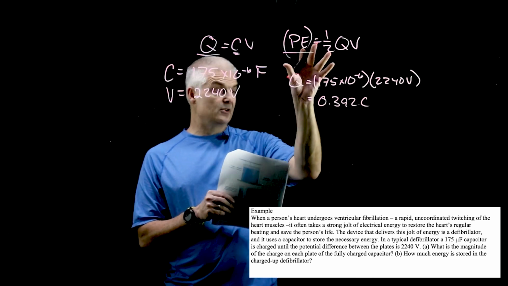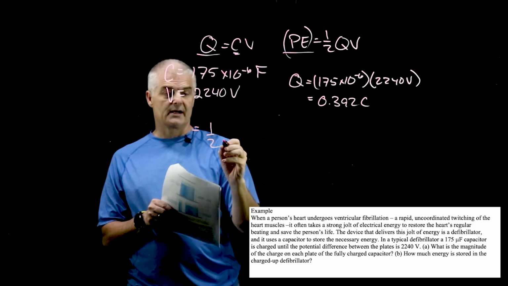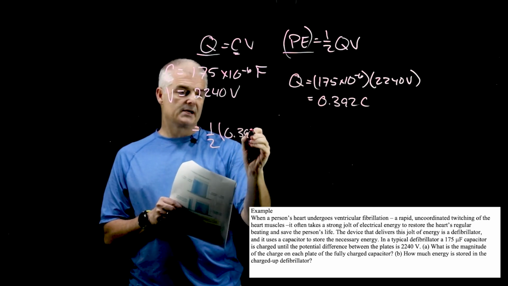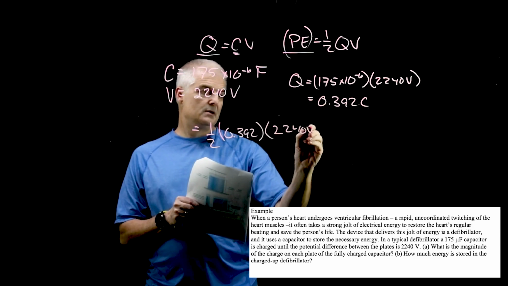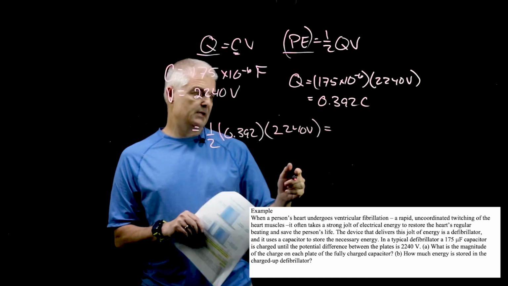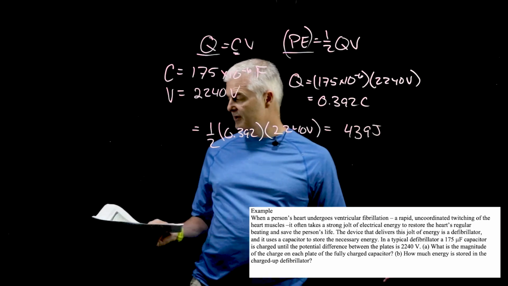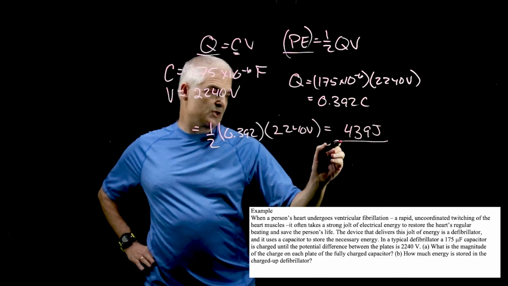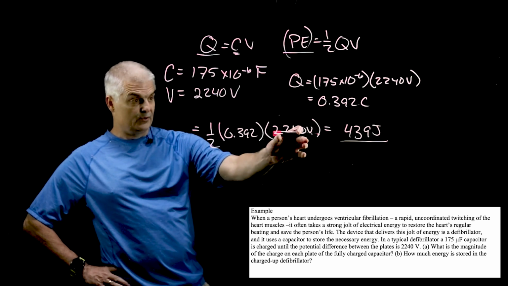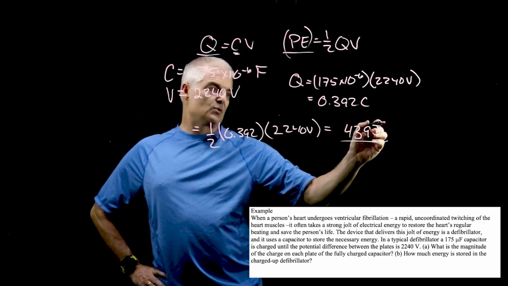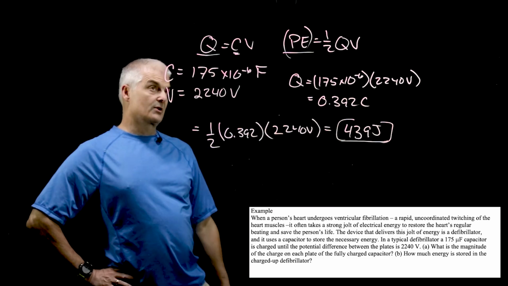Now if I want to find the energy of that system, that's equal to 1/2 times Q, which I got right here, 0.392, times the voltage, 2,240. Multiply these all out, and you get 439 joules. So in the defibrillator problem, we can find out how much energy is going to be passed through the system to restart the person's heart. That's a lot of voltage. And this is the amount of energy and also the number of coulombs that are going to pass through the heart in a defibrillator.